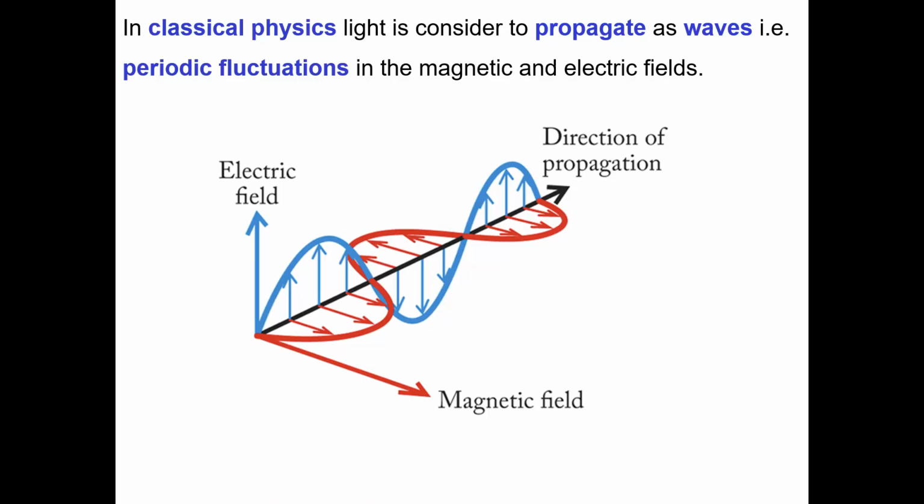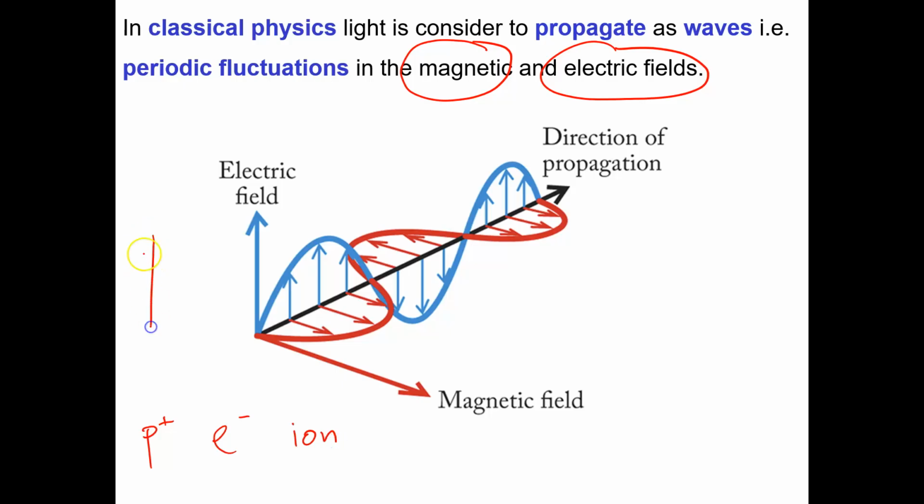So a guy called James Clerk Maxwell proposed that light is a result of periodic fluctuations in magnetic and electric fields. And this is kind of cool. What Maxwell said is somewhere a particle with a charge, which we would know would be either a proton, an electron, or an ion, moves. And that creates a fluctuating electric field.